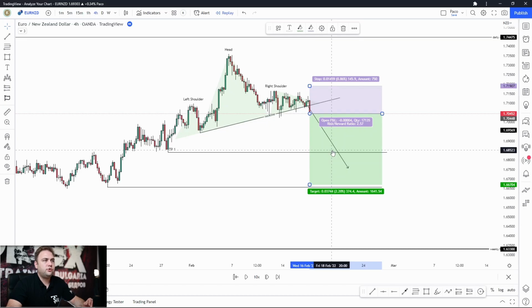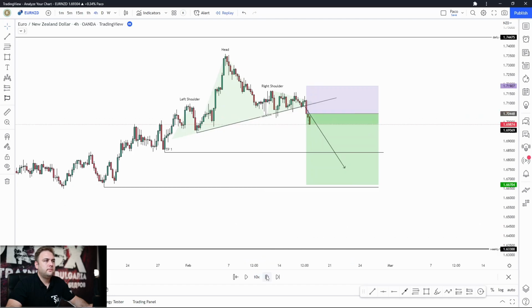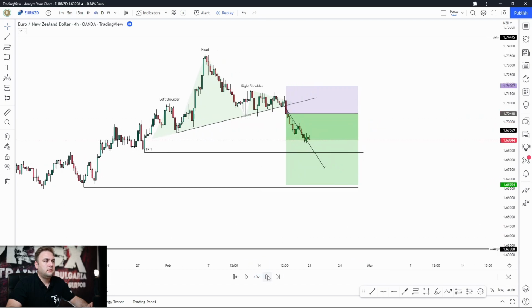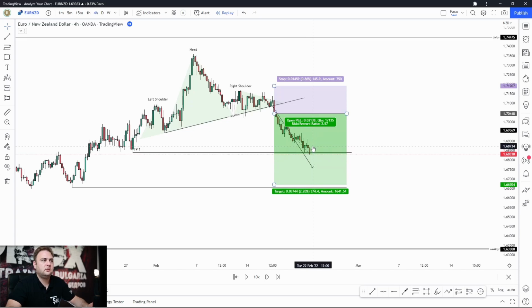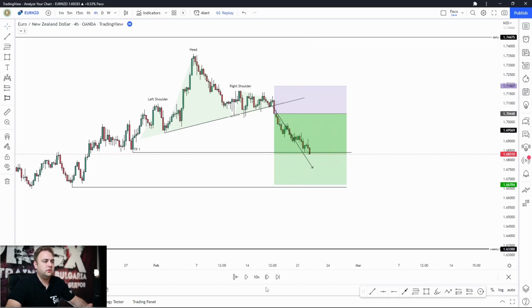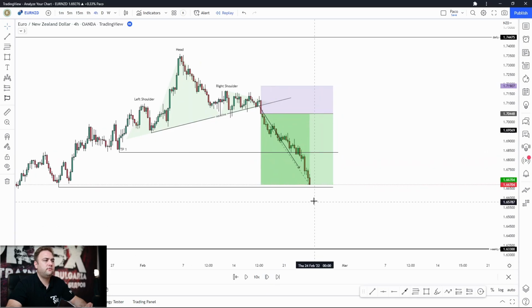This way our trade is looking like this: 145 pips stop to 375 pips in profit. This is a very good risk reward ratio trade. So let's see what's gonna happen. The price is going down and it's hitting our take profit one. We have to close half of the trade and move the stop loss to the entry point. So let's see, does it hit the second take profit? There it is.